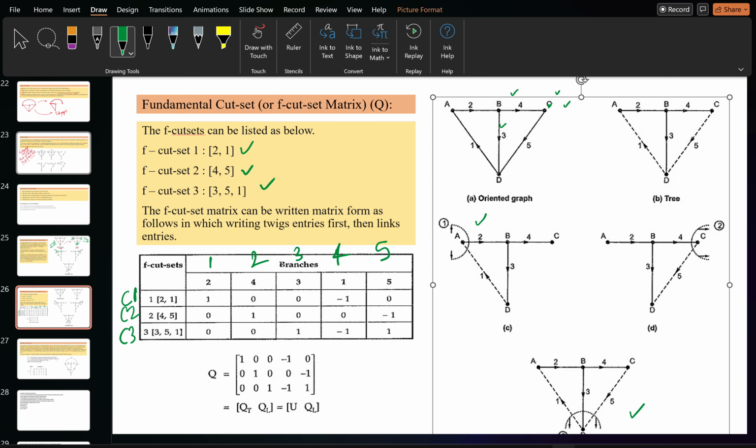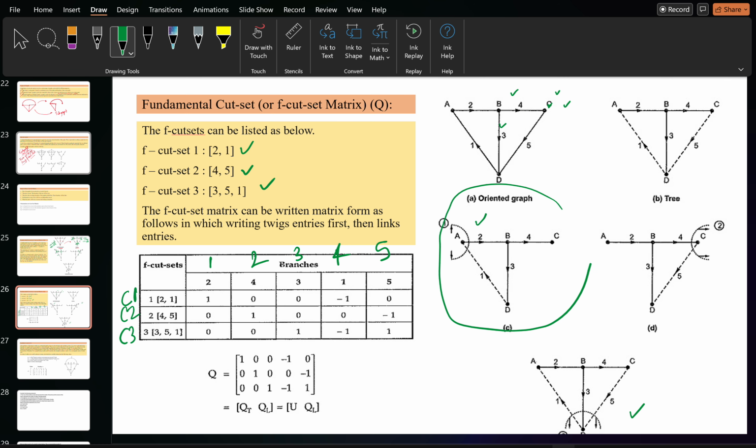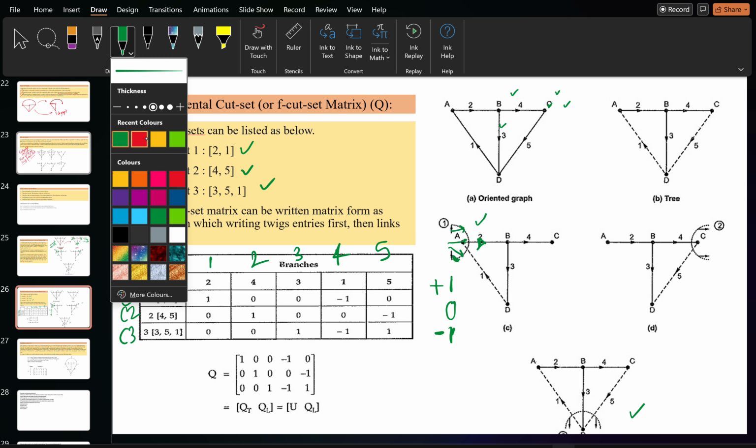Suppose this is the cut set. This is the first cut set. In this, the orientation, as I have told, will be similar to the twig. Here the orientation is like this, so the direction will be like this. Whatever is in the direction of that will be considered as plus one. If the branch is not included in that, it is zero. If it is in the opposite direction, it will be considered as minus one. Okay, so let's see cut set one. If you feel any doubt, just let me know.